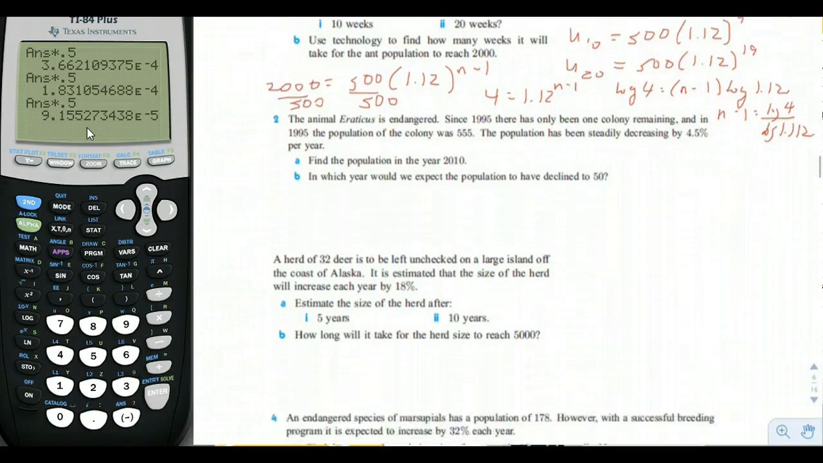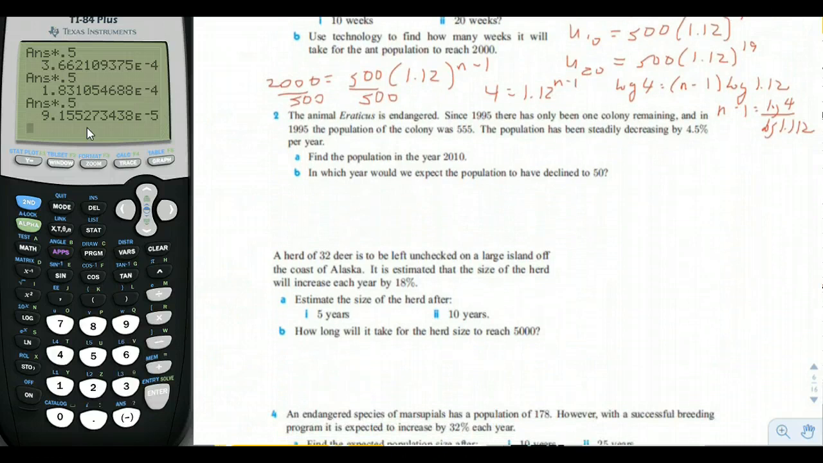Okay. The animal Erraticus is endangered. Since 95, there's only been 1 colony remaining, and in 95 the population of the colony was 555. The population has been steadily decreasing by 4.5% per year. Find the population in the year 2010.